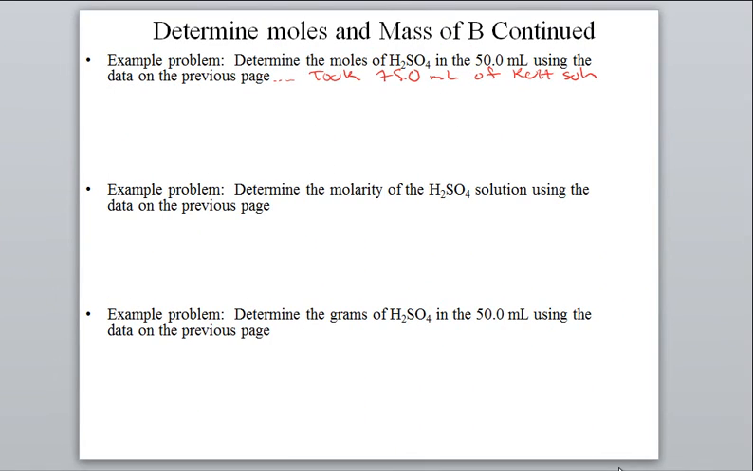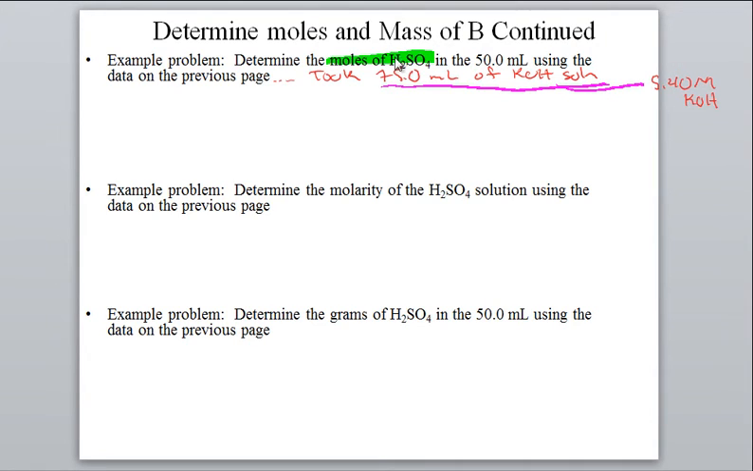So in this first quantitative analysis problem on this page, the question wants to know how many moles of sulfuric acid were in that 50 milliliters of solution. So not concentration, but how many moles were in there. We know from the previous page in its data, it took 75 milliliters of the KOH solution to neutralize all the sulfuric acid. That's given within the problem. Also given from the previous page is the concentration of the KOH solution.